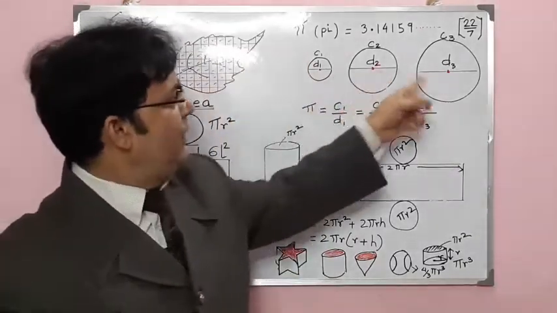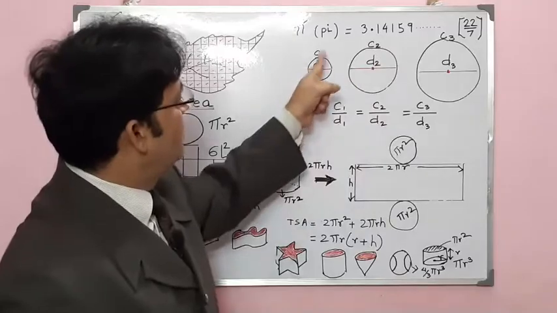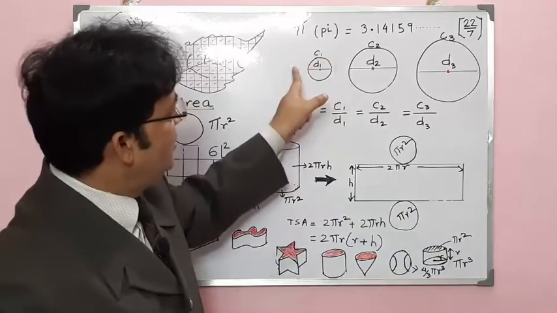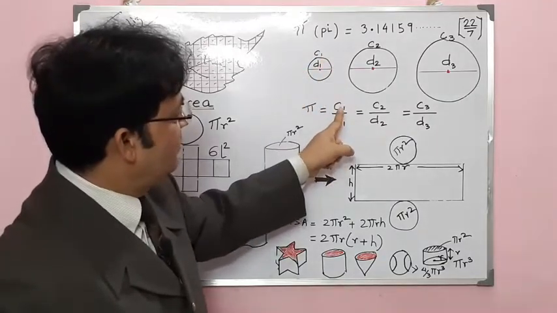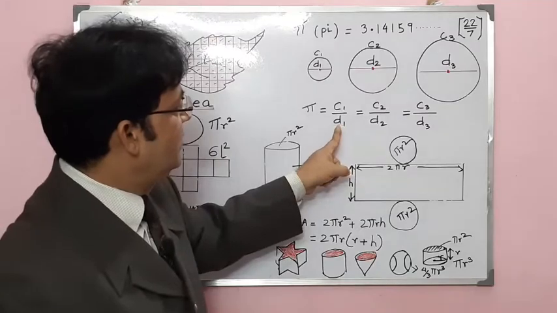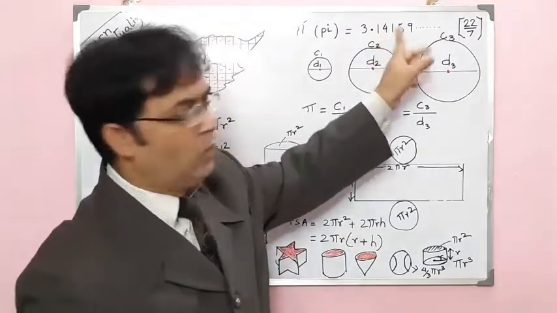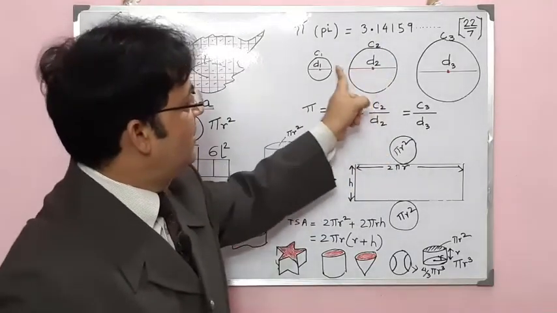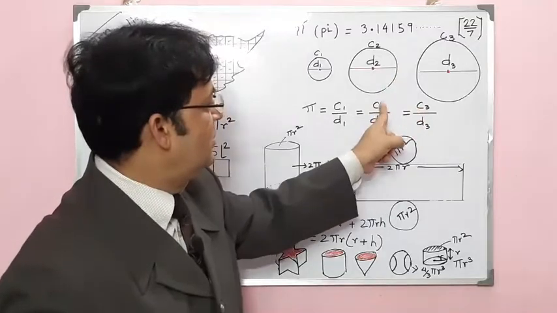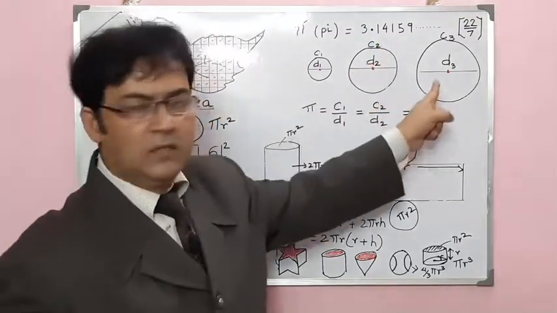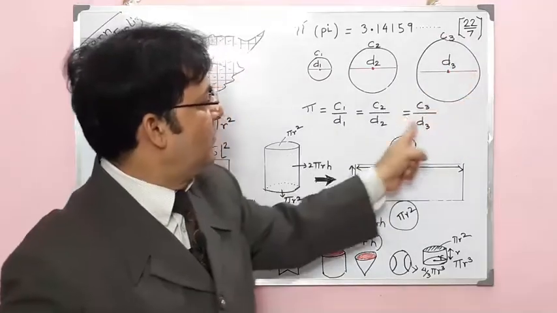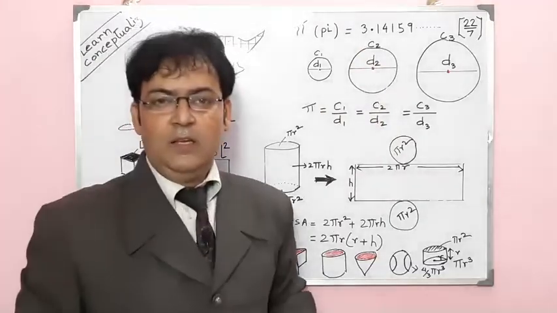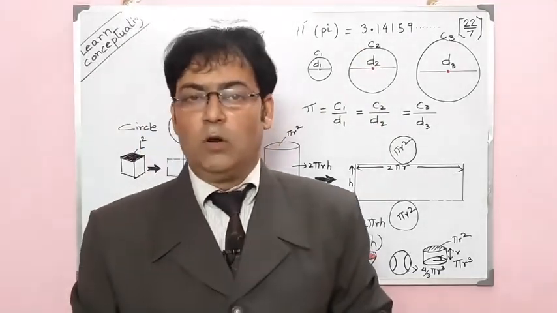Look at these three figures. Here are three circles of three different sizes. C1 is the circumference, D1 is the diameter. Circumference divided by diameter, you get this value, 3.141 and so on. See the second one, the circumference of a bigger circle, the diameter also increases proportionally. You divide, you get the same value. Third circle, C3 divided by the diameter, you get the same value. And this constant value is called pi.